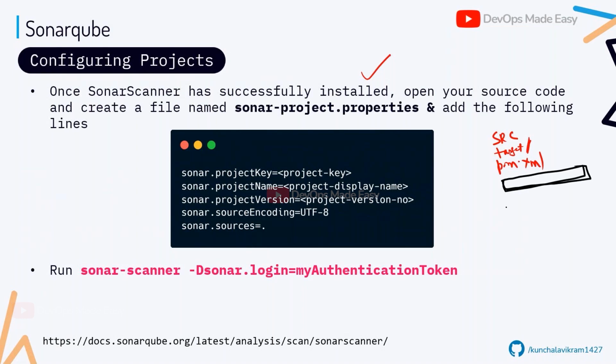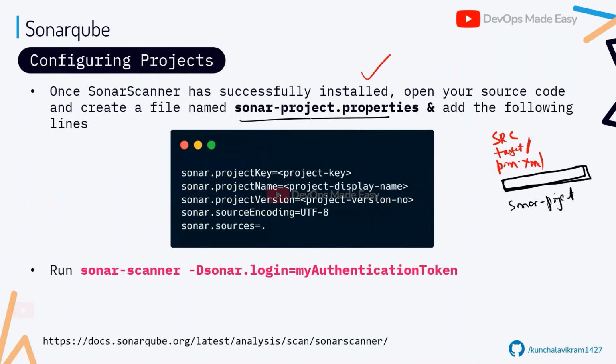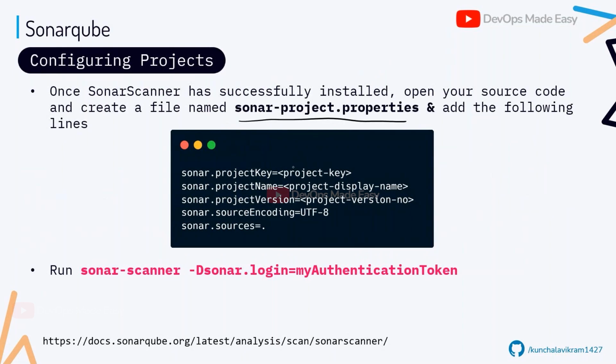Now in the same location, in order for the sonar scanner to scan your project, you should have the sonar-project.properties file. The scanner properties is for the scanner to talk to your central server, but this sonar-project.properties is for the project related properties. What is the project key? What is the project name? All this information will be set in the SonarQube server. What is the version of your project? What is your encoding, whether it is UTF-8 or any other encoding? And where are your source files? The dot indicates the source files are in the current, same directory. This properties file is also in the same directory, and source files are also in the same directory. That's why there is a dot.